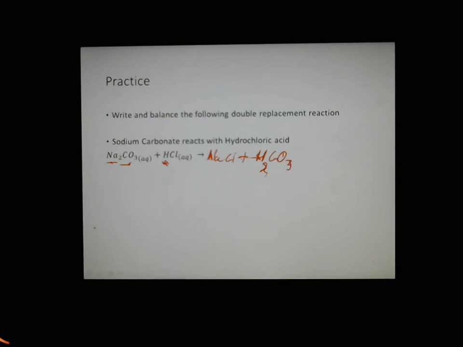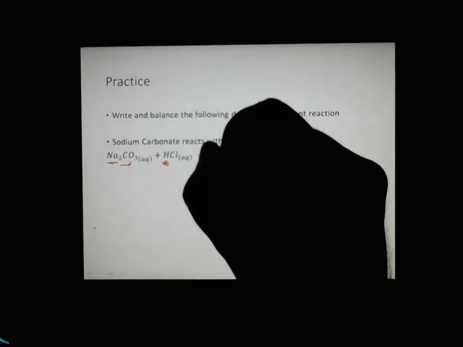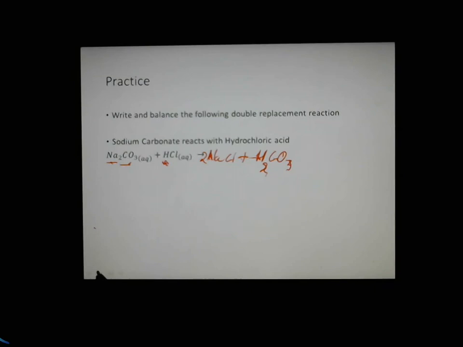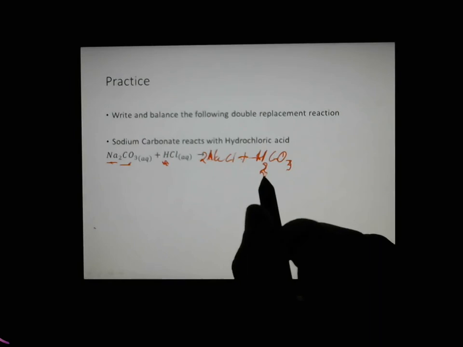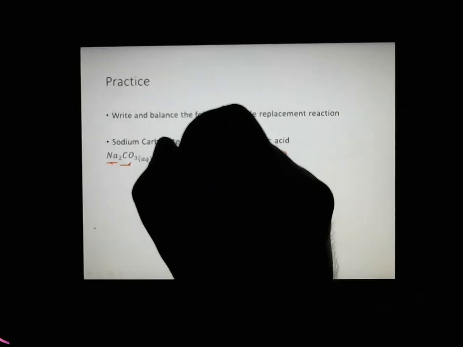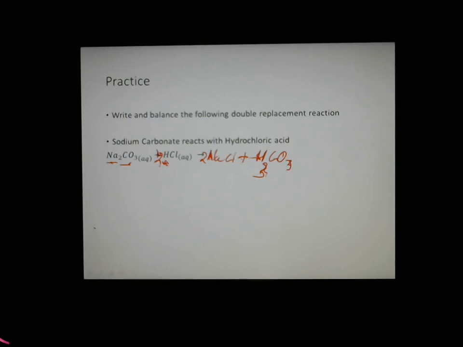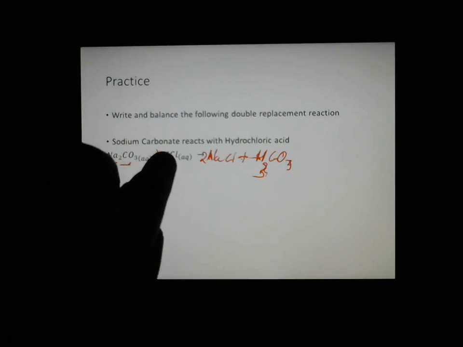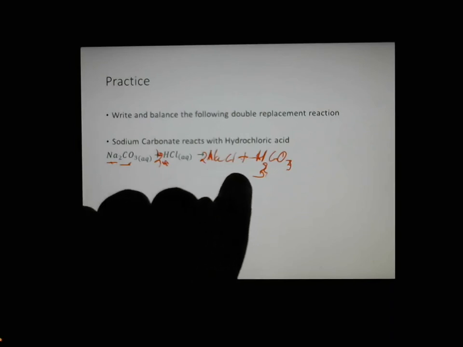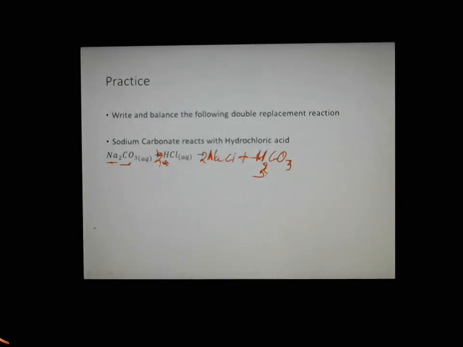Now we can go back and balance our formulas, because we have 2 sodiums here but only 1 over here. So let's put a 2 out the front. 2 sodiums, that's good. But now we've got 2 chlorines but only 1 chlorine here. We've also got 2 hydrogens but only 1 hydrogen here. So if we put a 2 there, then we now have our balanced formula: our Na2CO3 is going to react with 2 hydrochloric acids to get 2 NaCl and H2CO3, which would balance off.